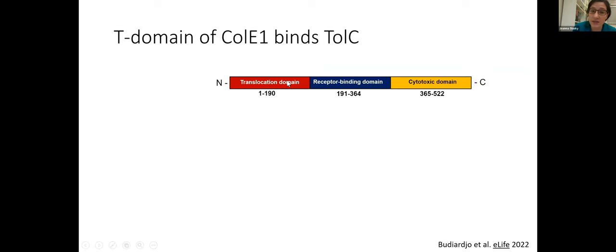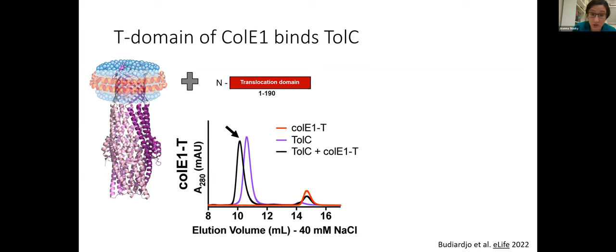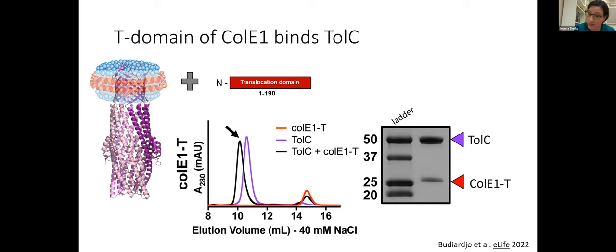And the first question was, you know, does this bind? And so the answer was the colicin E1 T domain by itself will bind to TolC. And so you can see this on SEC, where you've got ColE1-T over here and TolC in purple. And if you put them together, what you see is that you can shift that peak over. And if you take an SDS-PAGE gel of that peak, you see that both ColE1-T and TolC are in that peak. So we're like, okay, so we can purify it together.